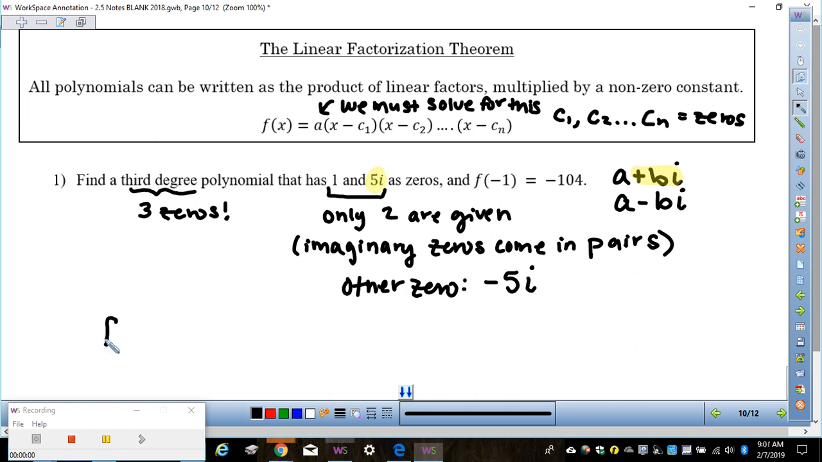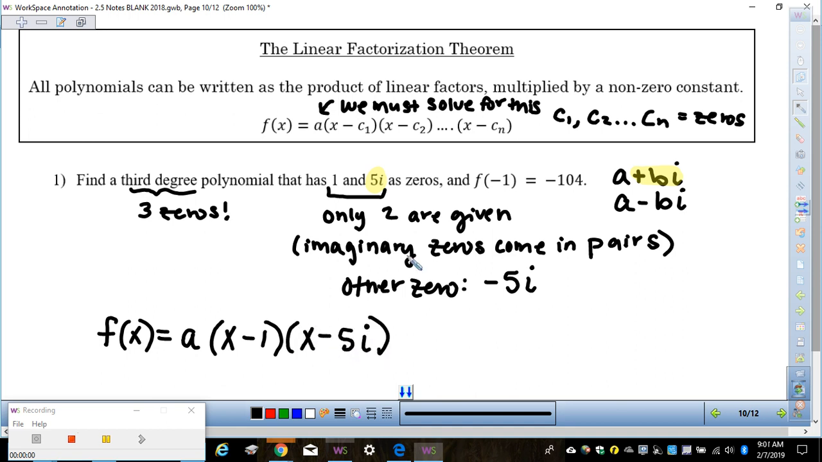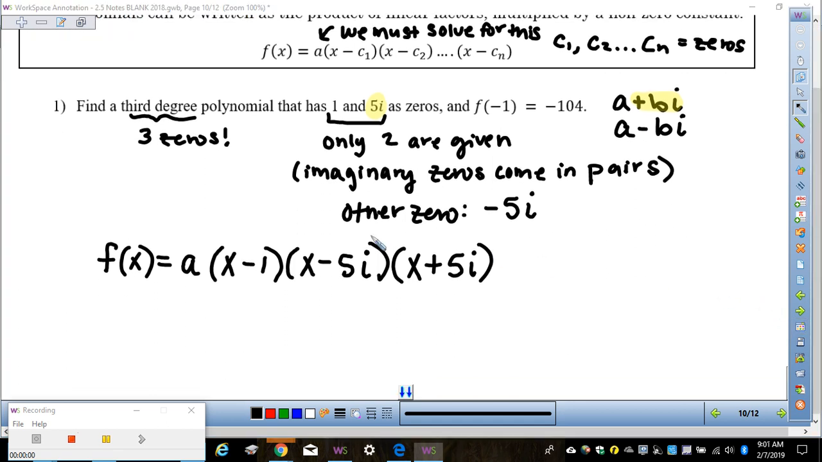So now we're going to start to write this out using the format of the linear factorization theorem. Now we're not sure what that leading coefficient is yet. We are going to solve for it eventually. Right now we're just going to represent it with an a. Then we have that times the quantity x minus 1, because we have positive 1 as one of our zeros. Then we have x minus 5i for this one. And for the last one we have x minus negative 5i, but if we subtract the negative, that's really just the same thing as adding it. So that represents that last zero of negative 5i.